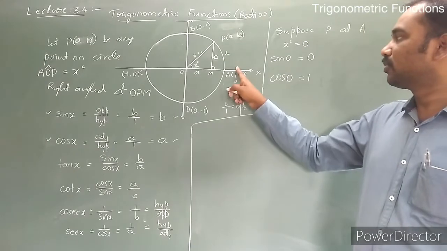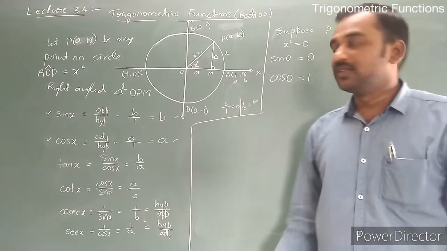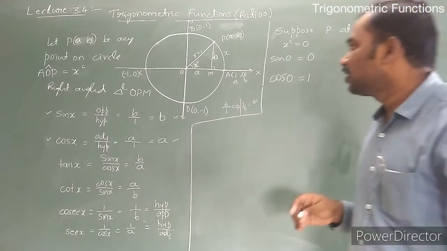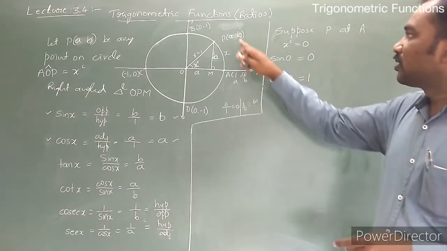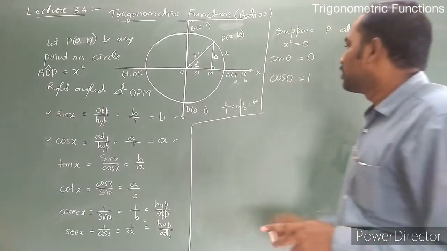Sec of 0 is equal to 1 by 1. What is the 1 by 1? It is 1. So this is how we can easily get the value. Now, we just take, suppose, the central angle is 0.